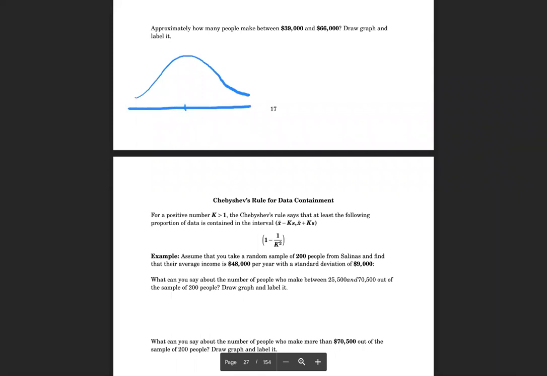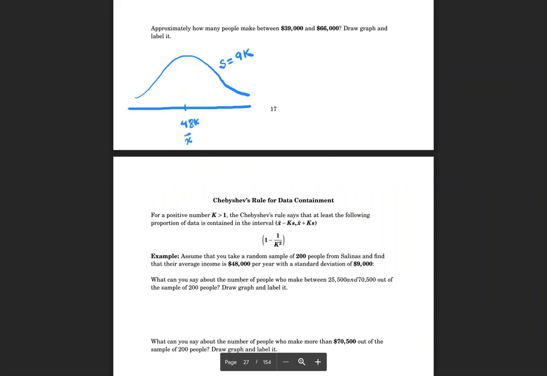This is your X bar, 48K, right? Standard deviation S is 9K, or 9,000, right? Now, you kind of have to draw diagrams. That's something that's going to help you. So let's look at this.